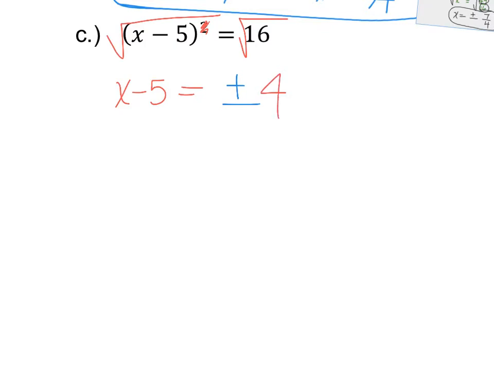I am not done yet because x is not alone. What still needs to be done to x? Add 5. You must add 5.